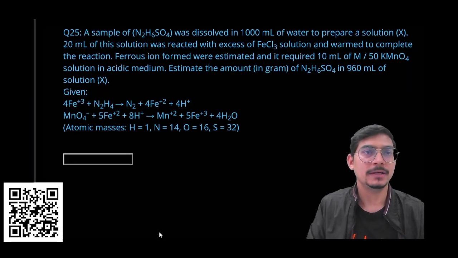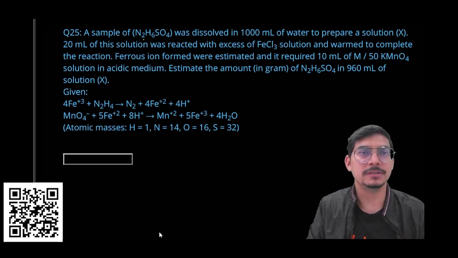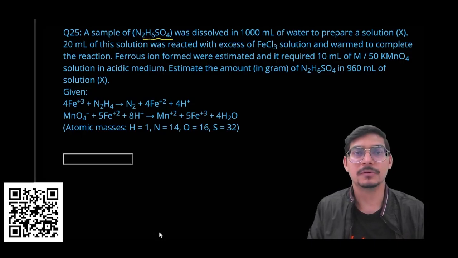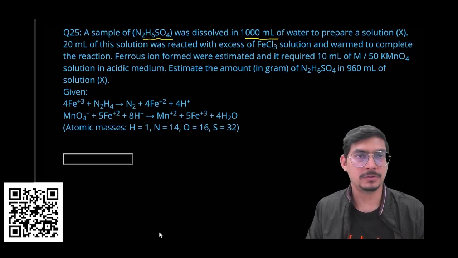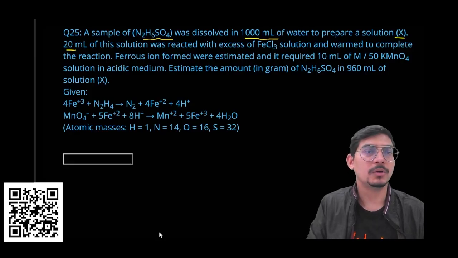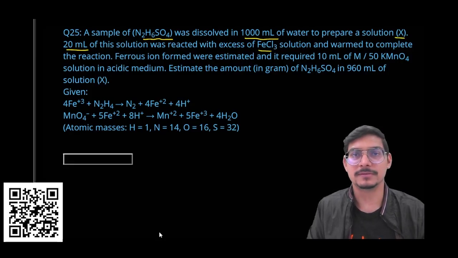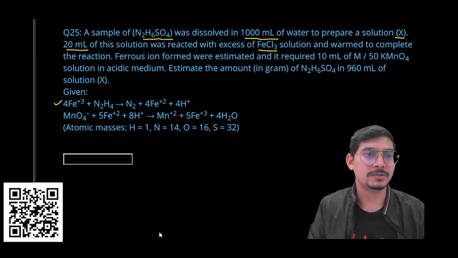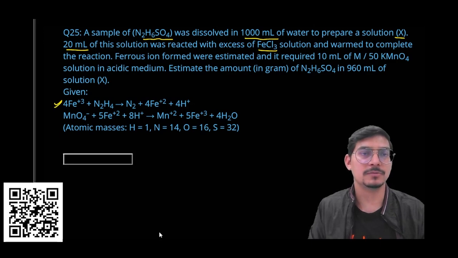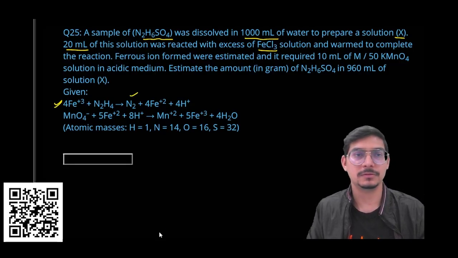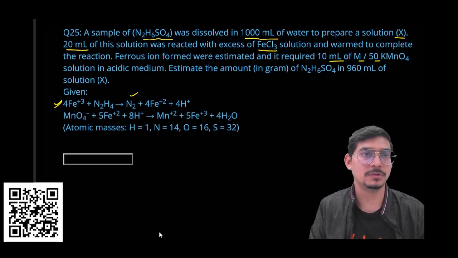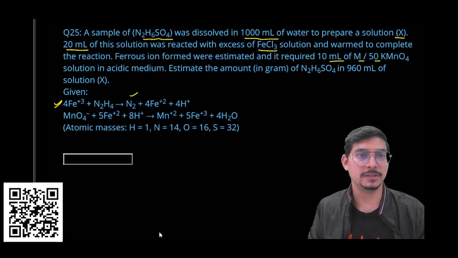Hi everyone. In this question, we have a sample of hydrazinium sulfate, N2H6SO4, that is dissolved in 1000 ml of water to prepare a solution X. 20 ml of this solution is reacted with excess of ferric chloride, and the reaction goes like this. Ferric ion undergoes reduction to form ferrous ion, and hydrazine N2H4 gets oxidized to give nitrogen gas. The ferrous ion thus formed was estimated using KMnO4 solution, and it required 10 ml of M/50 KMnO4 solution to titrate 20 ml of solution containing ferrous ions.